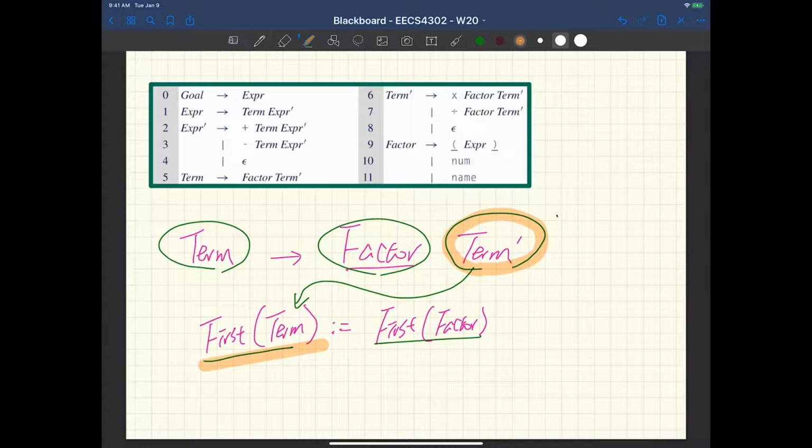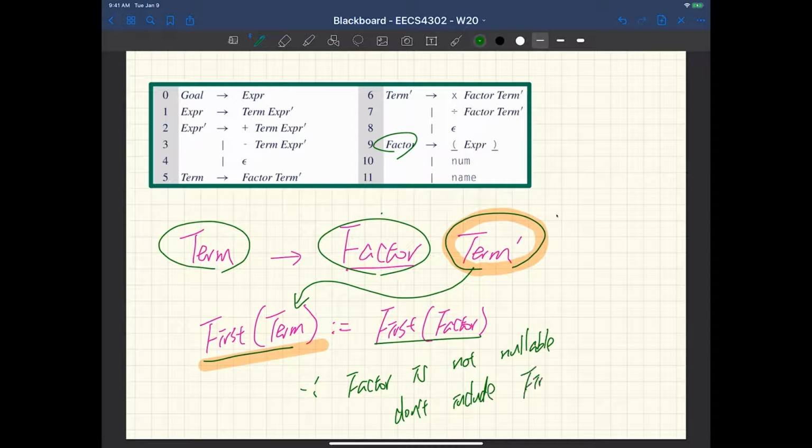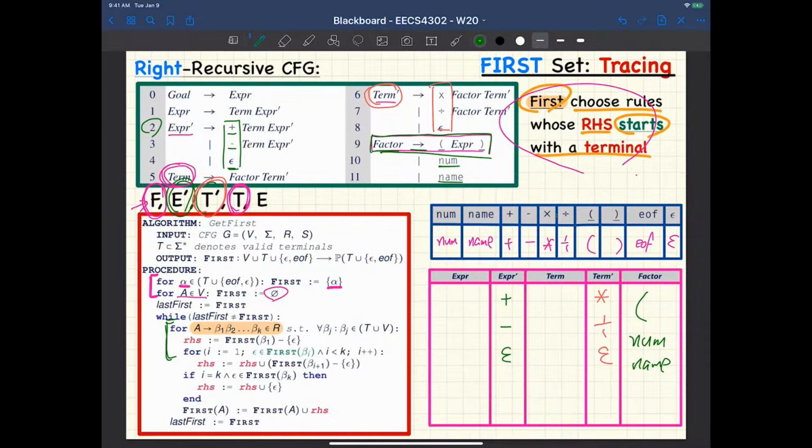Raymond, explain. Because factor is not nullable. Exactly true. Factor here is not nullable, there's no epsilon over here. So because factor is not nullable, we don't include the first of term prime into the first of term. Any question about this? This computation is pretty easy so far. It will only be the first of factor. So the first of term will just be the first of factor, which is num and also name. So far so good.